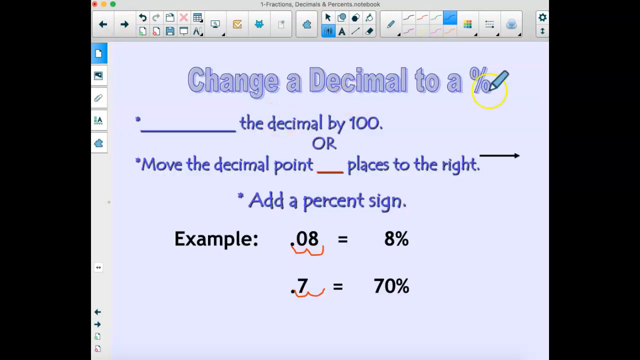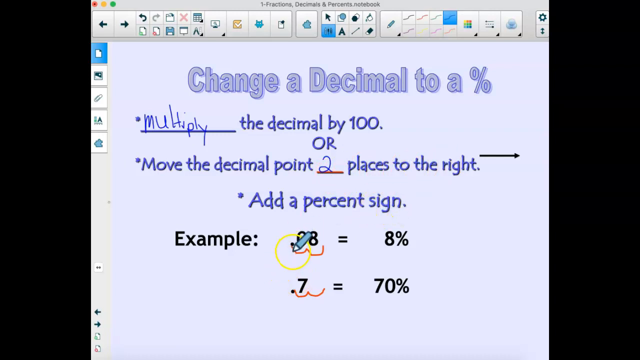Then we're going to change a decimal to a percent. To go the other way, you would multiply the decimal by 100. So fill in that blank, pause the video if you need to. Or to go from a percent to a decimal, we move the decimal to the left. If we go from a decimal to a percent, we're going to move the decimal 2 places to the right, and then finally put our percent sign on.